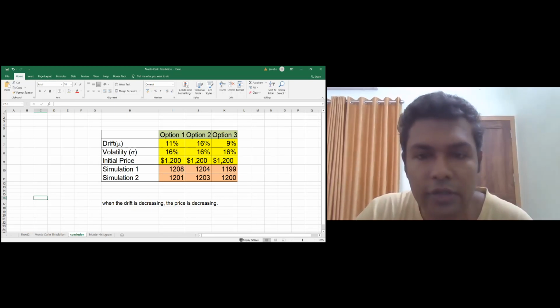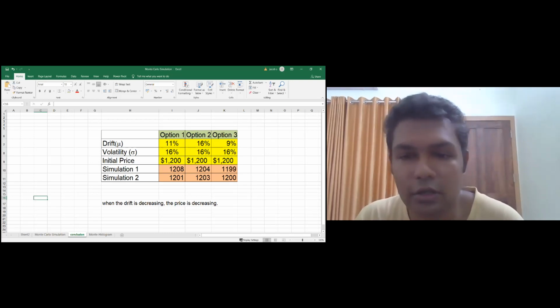And under the second scenario, we will increase the drift value from 11 to 16% under the same features, that is volatility 16% and initial price 1,200. Where we could find that if we give 16%, the price value has decreased to 1,204 and 1,203. And again, in the third option, we will decrease the drift value and give it as 9%. And again, the stock price has decreased to 1,199 and 1,200.